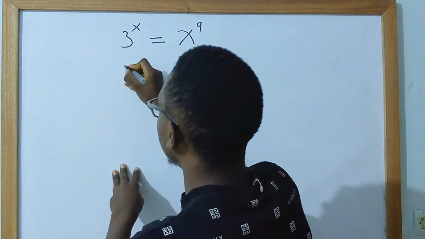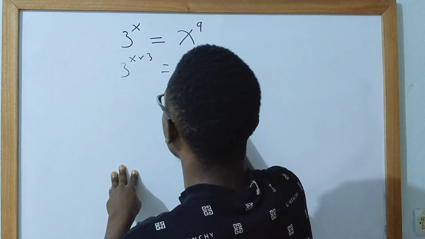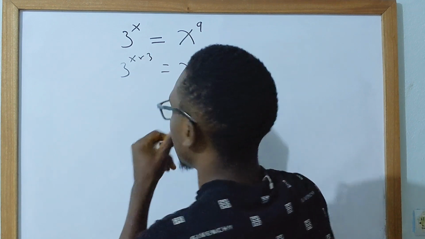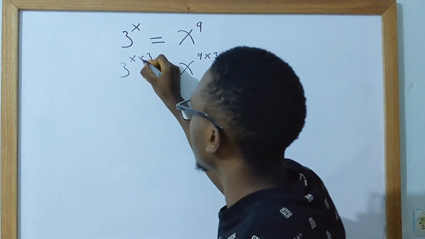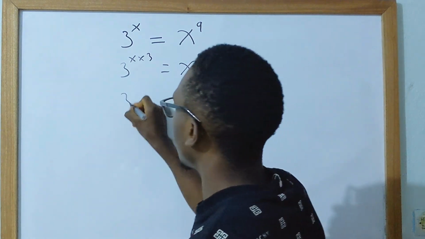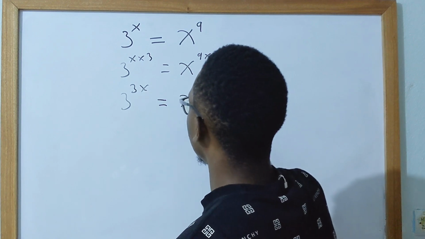Let's try something easy. 3 to the power x times 3 is equal to x to the power 9 times 3. I'm using this strategy. It's not like it's something calm, but let's just try it. We're going to have what? 3 to the power 3x is equal to x to the power 27.